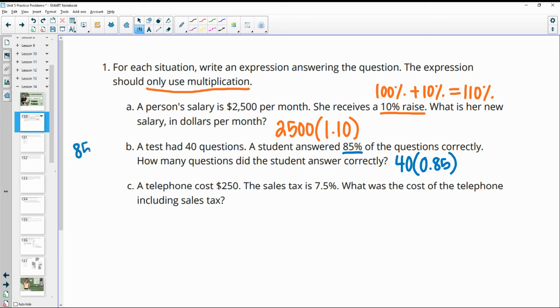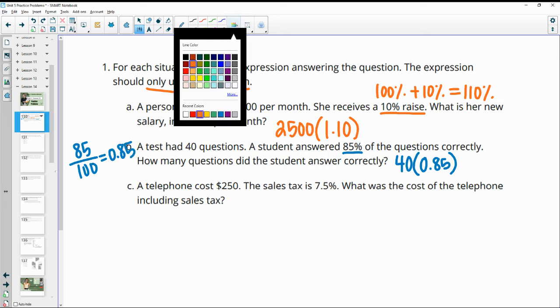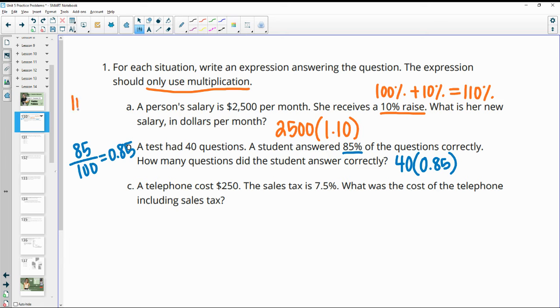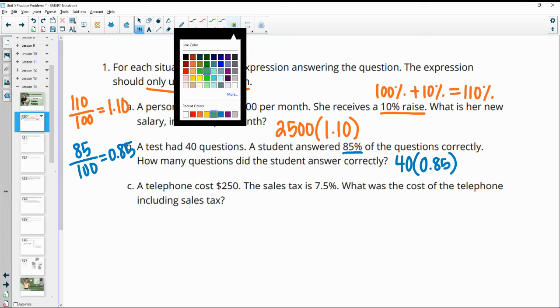And if you're unsure of how to turn it into a decimal, remember you just divide by 100, and that will give you the number as a decimal, which is what I did up here too, right? I did 110 divided by 100, and that gave me the 1.1 or 1.10 if you'd like it like that.